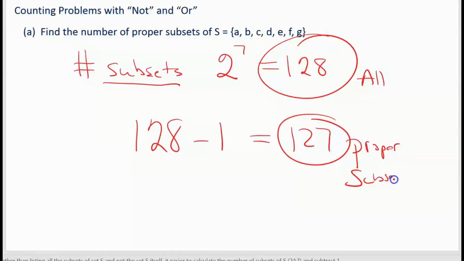Again, it did not ask us to list them. It just wanted to know how many we have. And that uses the complement idea. The fact that we know how many subsets you have completely, and we subtract out the one we don't want to find out how many we have.